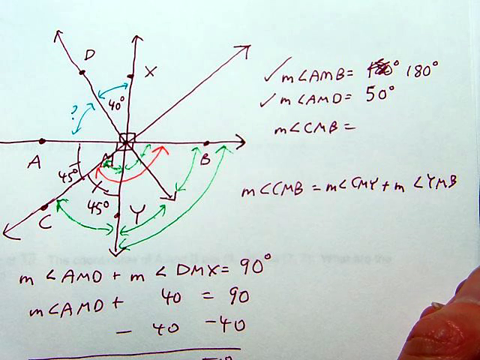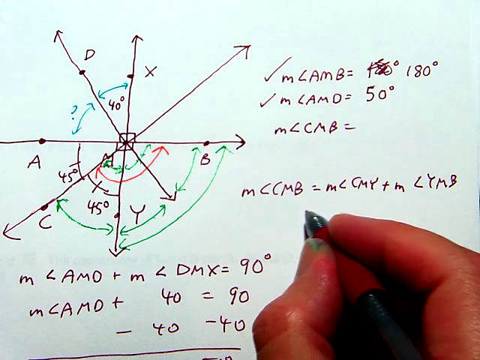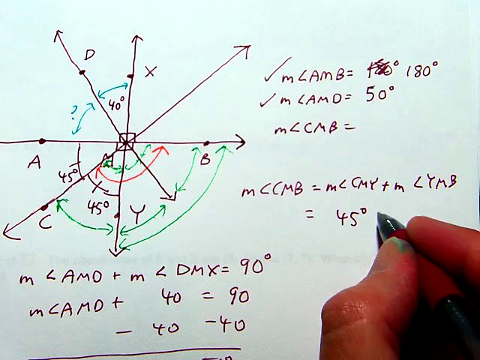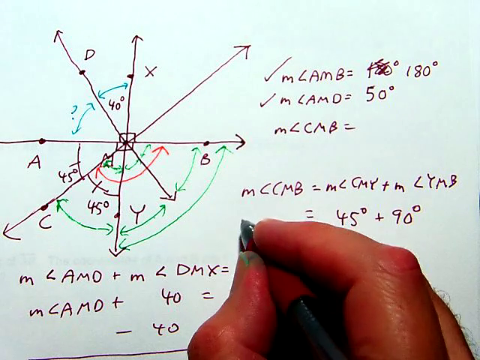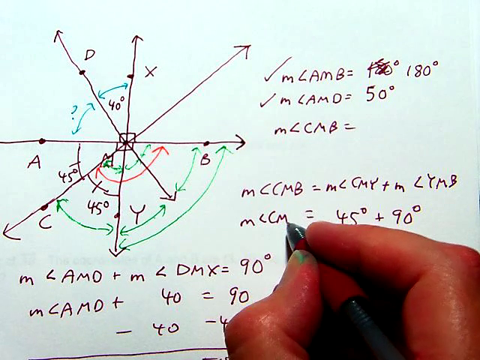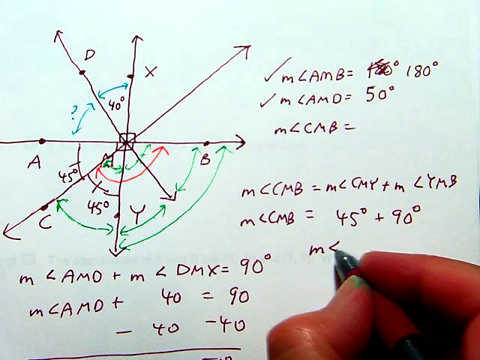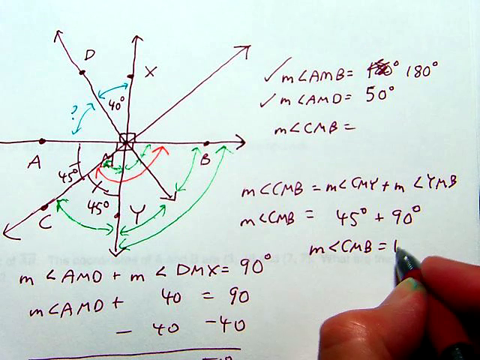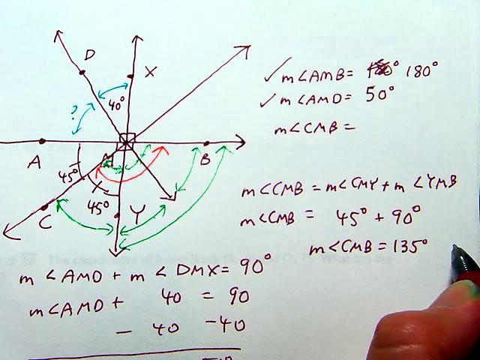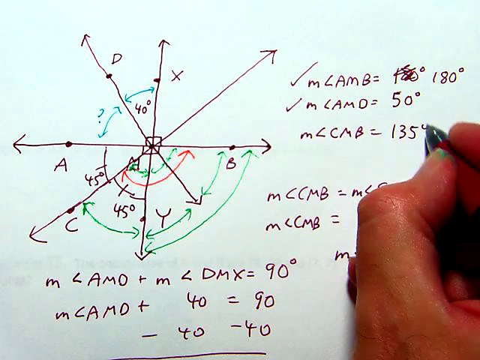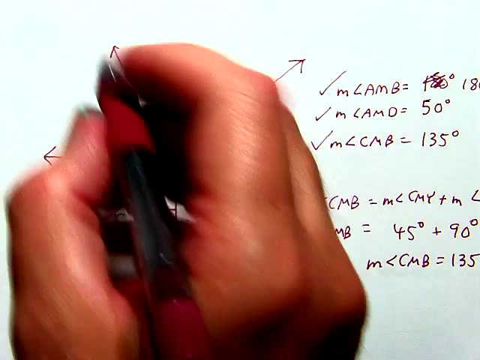But CMY we just said is 45 degrees, and YMB we just said is 90 degrees. So the measure of angle CMB is equal to 45 degrees plus 90 degrees, or the measure of angle CMB is equal to 135 degrees. So that gives us our third and final answer, 135 degrees. And that is the solution to question number 5.